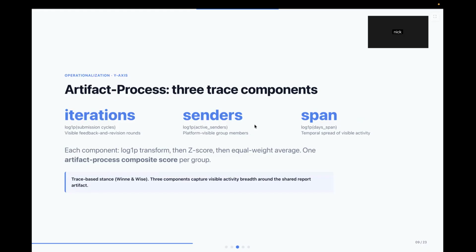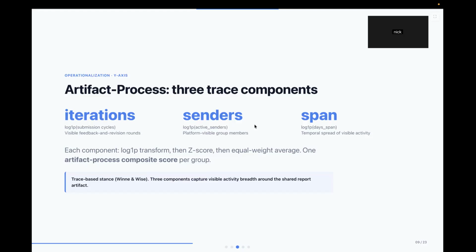So we also have three variables. Main variables are iterations, senders, and span. Basically, this examines how many times a group have uploaded a new report, and how many senders, including uploading reports and sending messages, are there in the group. And the time span is the temporal spread of visible activity.